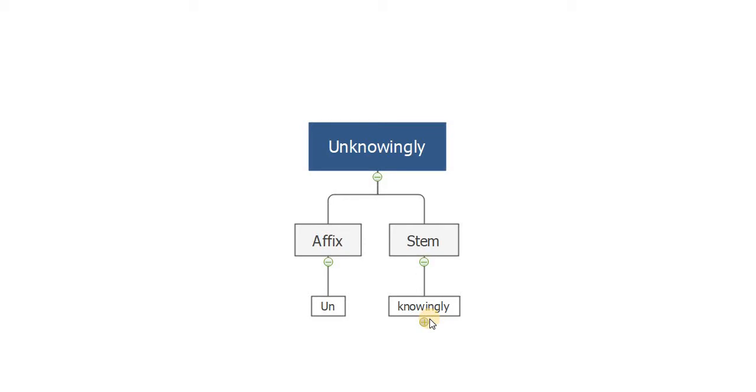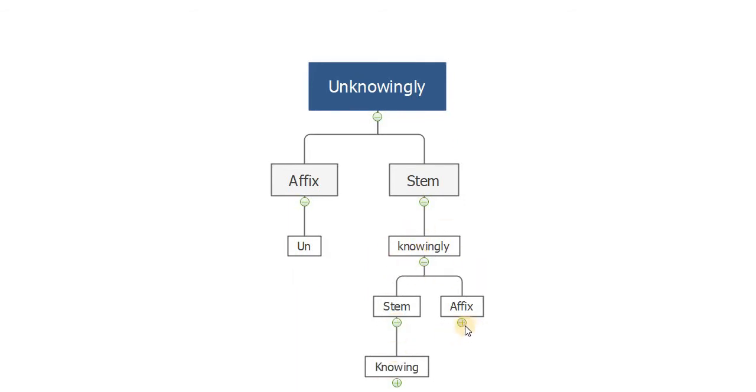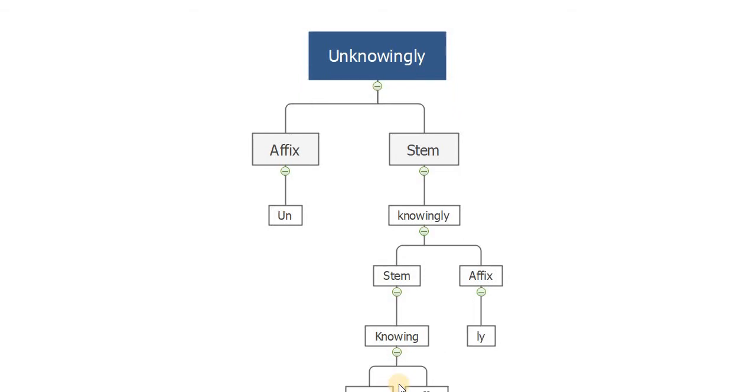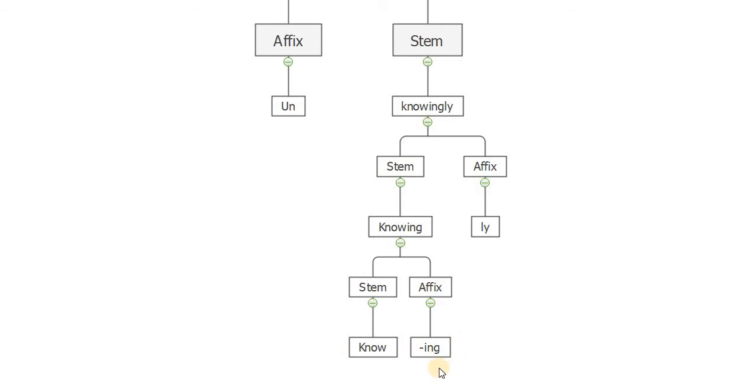Now, knowingly can again be divided into two, that is, a stem and an affix. Now, which is the stem in knowingly? Knowing is the stem in knowingly and the affix is ly. Now, knowing can again be classified into two. That is, again, there is a stem and an affix. Now you can see it. Now, what are they? The stem would be know and the affix would be ing.